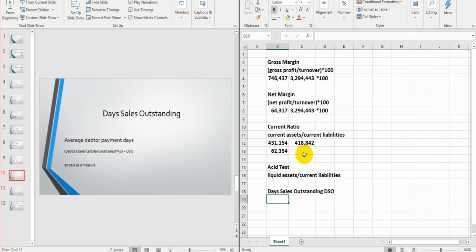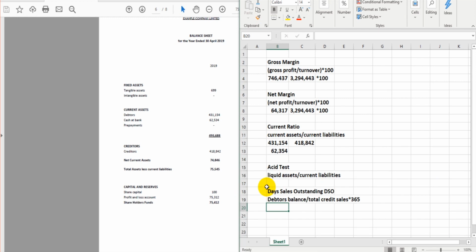Now, the formula is debtors balance divided by total credit sales times by 365 days. That gives us our average days. So if we have a look at this, bringing up my notes, this is using both the balance sheet and the profit and loss. So the debtors balance is 431,154.